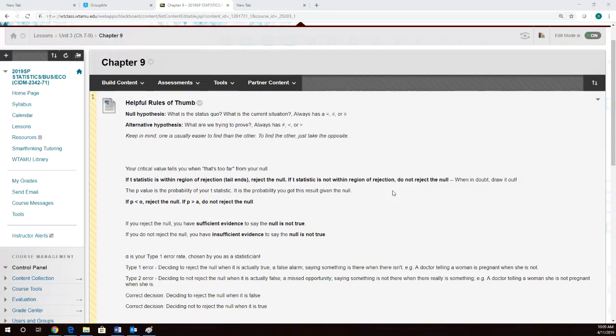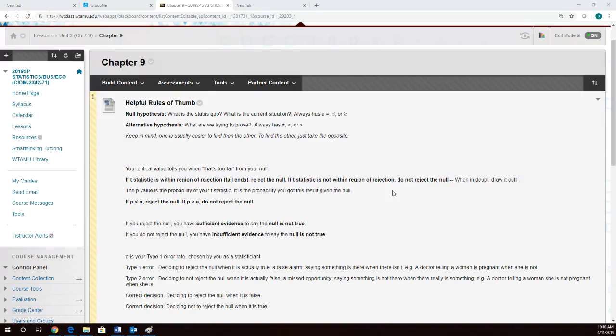Okay, so like I said, we're trying to say what's the probability that we would get this result given that your null hypothesis is true. And then if it's too low, we're going to reject the null. So, how do we decide when that probability is too low? We can either look at critical values or we can look at the p-value. Your critical value tells you when that's too far. You want to compare your critical value with the test statistic, and your critical values create your areas of rejection and your areas of non-rejection.